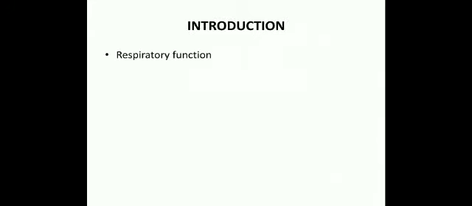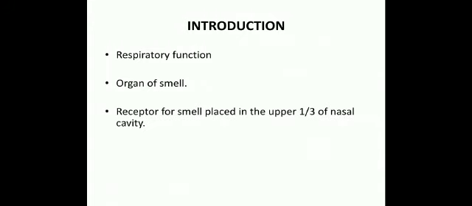The external nose has two functions, that is the respiratory function. It acts as a passage for the air and it also acts as the organ of smell. The receptor for the smell is placed in the upper 1/3 of the nasal cavity, which has the olfactory mucosa in that region, and the remaining part is lined by the respiratory mucosa.